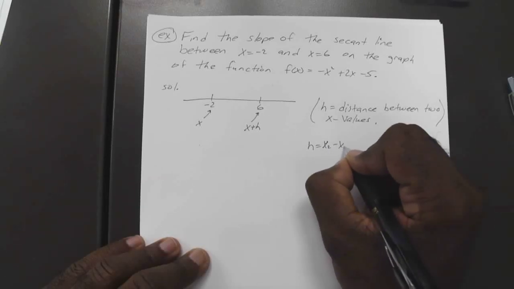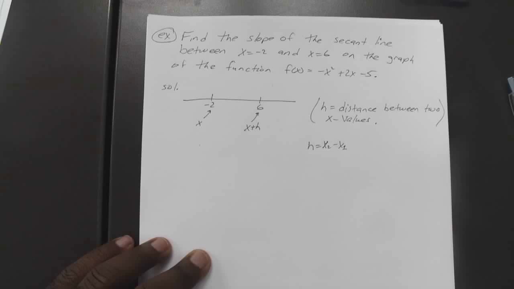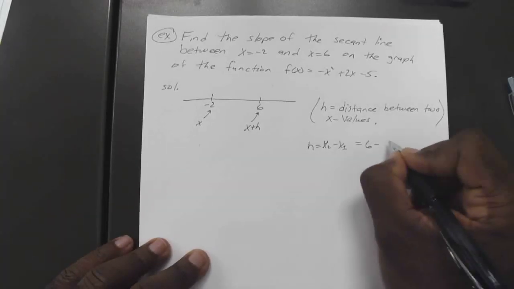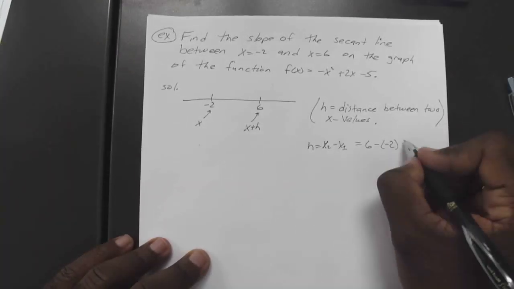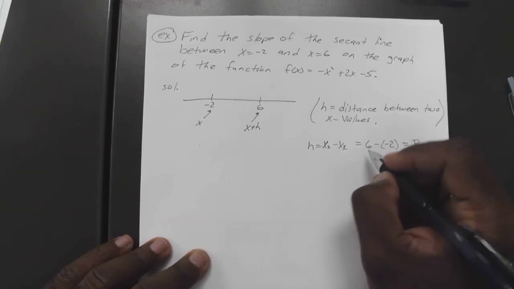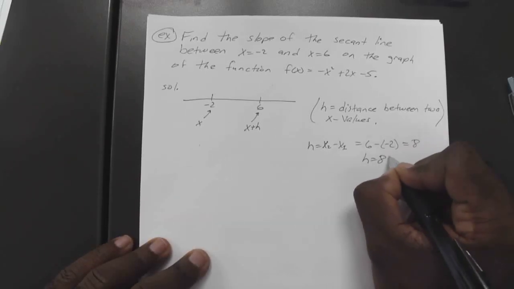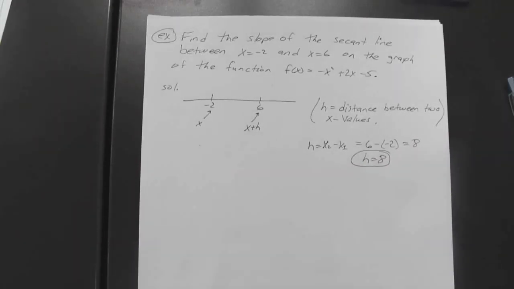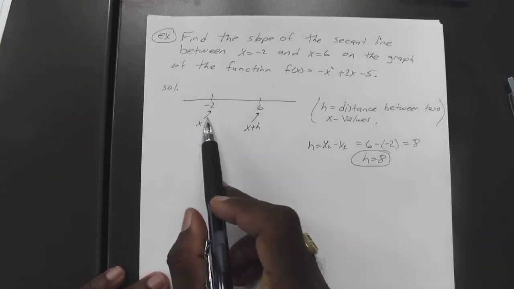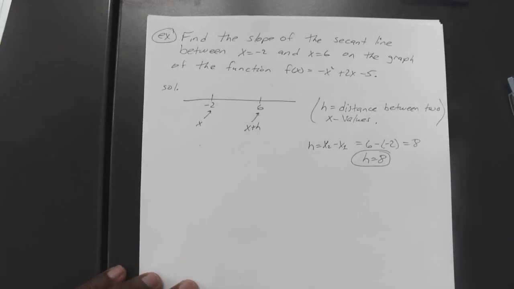Okay. So if you wanted to solve for h, really all you'd have to do, h is equal to x2 minus x1. So that would be 6 minus -2, which would be 8. So you know that h is equal to 8. Because if you line them right up on a number line, if you start at -2, you'd have to count 8 spaces to get to 6. So h is just the distance between there. Okay?